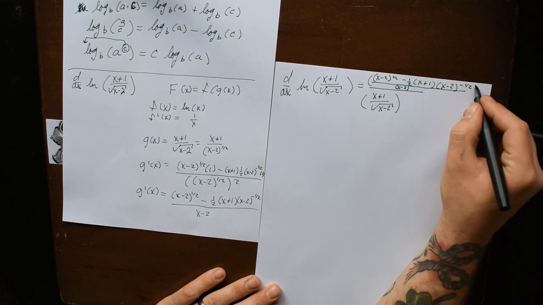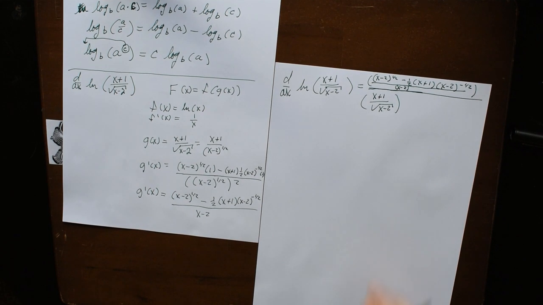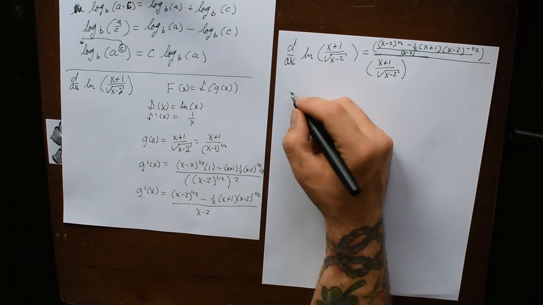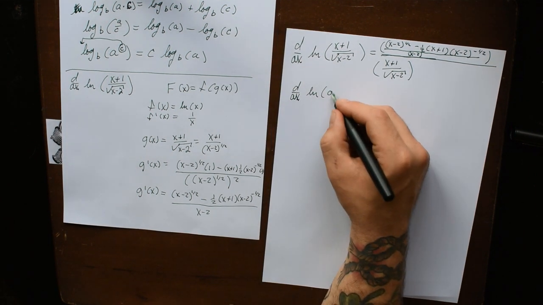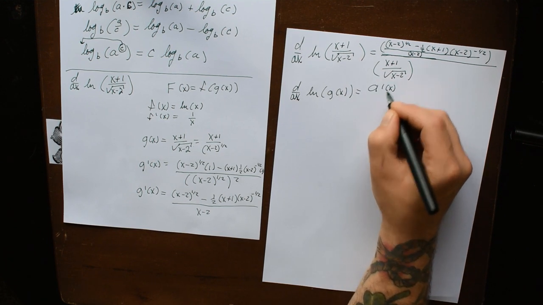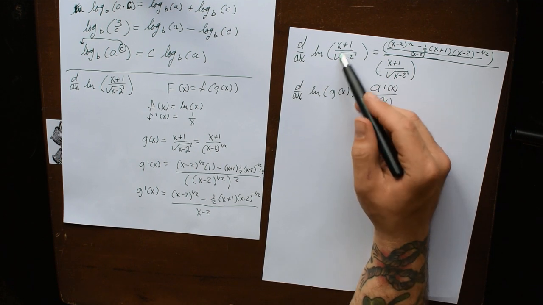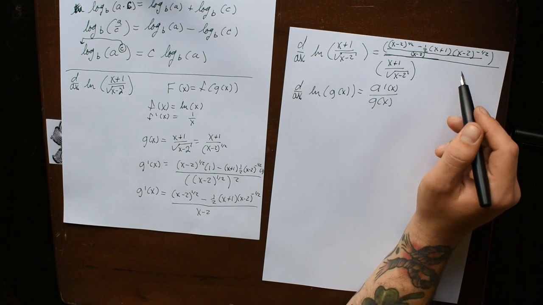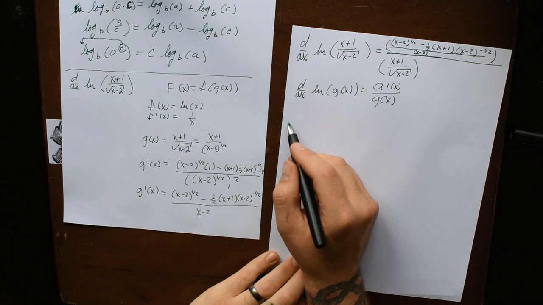We need some parentheses and a longer bar. Didn't save myself enough space there. But this is following the formula that the derivative with regards to x of the natural log of g of x is equal to g prime of x divided by g of x. So what we have here is just our g of x is this thing.